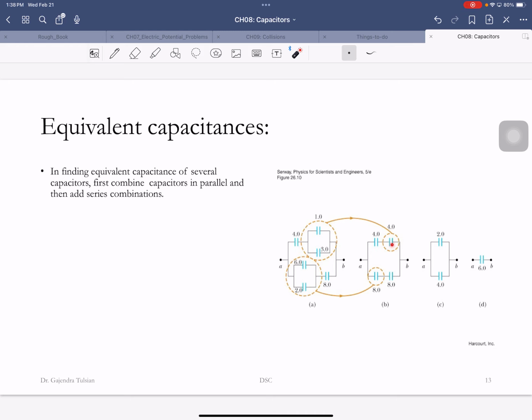Reduce it to that. Now this is a series combination, so you do the series addition, that's reduced to that. This was a parallel combination, that got reduced to that. And these series combinations got reduced to that. And now this is a parallel combination which got reduced to that. So no matter how they're connected, you can reduce it to a single capacitance.